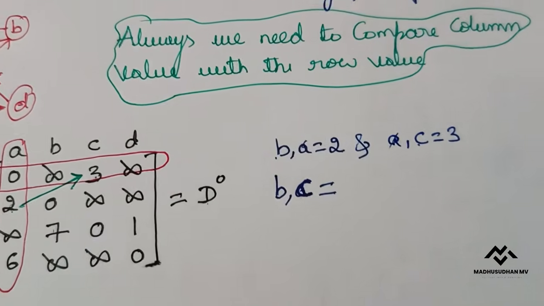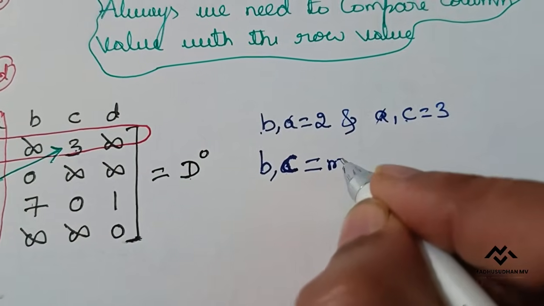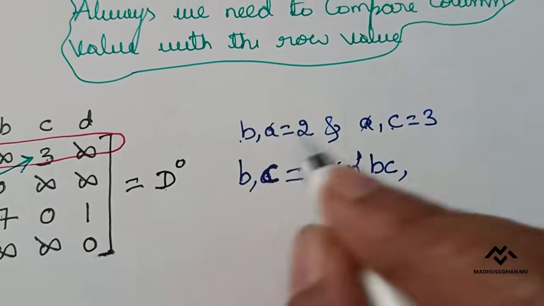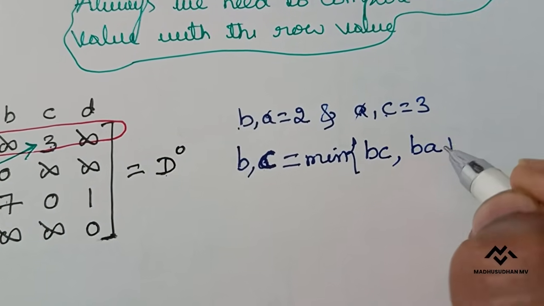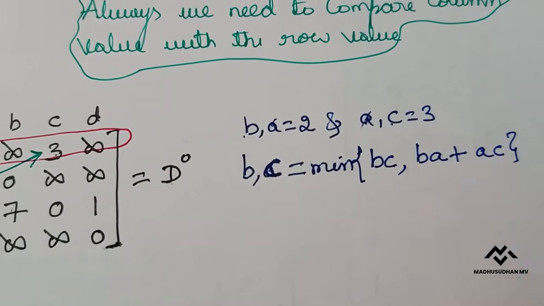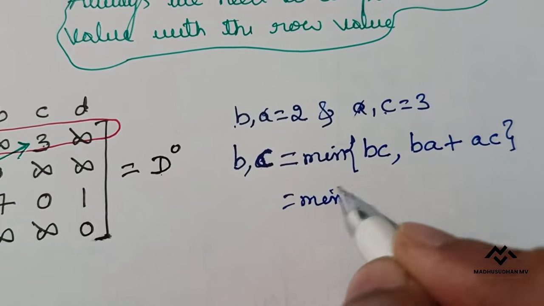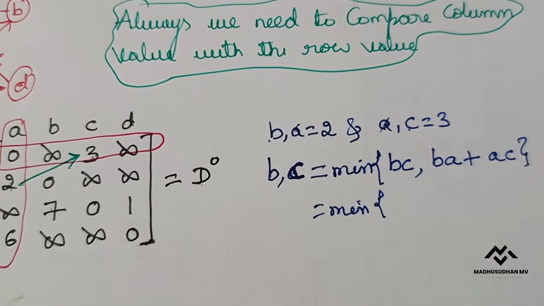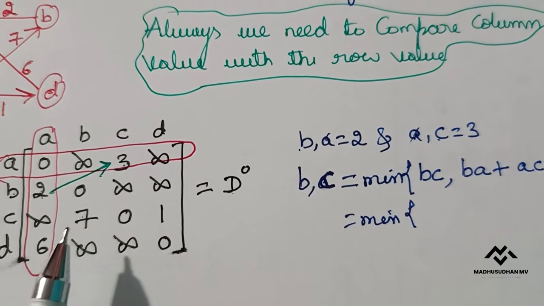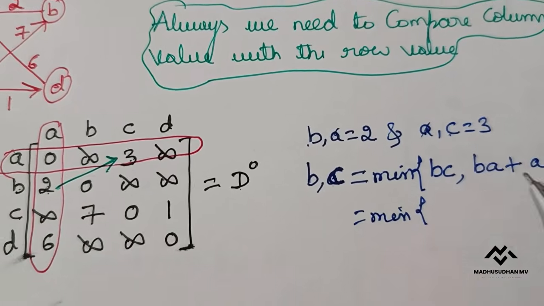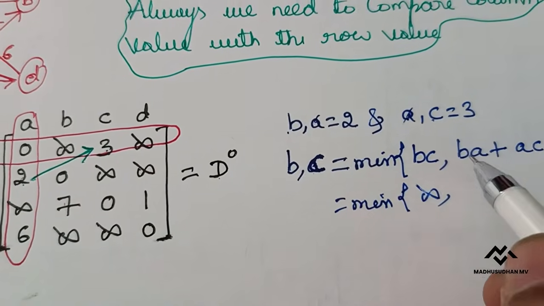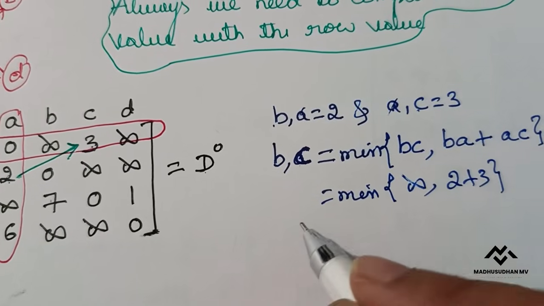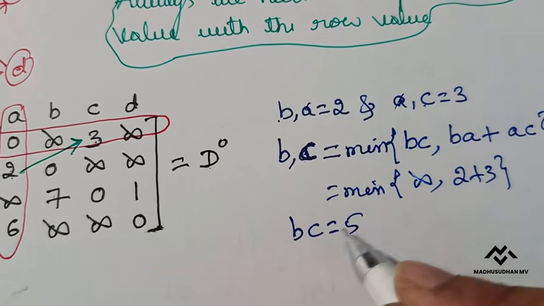For that, I will write B comma C is equal to minimum of the direct edge, that is BC, comma, and now the path, that is B to A plus A to C. Now substitute the values. This is the minimum of what? B to C: you check B to C in the previous matrix, because now I am constructing D to the power of 1 by using D to the power of 0. So B to C is infinity, comma, B to A is 2, 2 plus 3, so it is 5. Which is minimum? 5 is minimum. So I got the new value BC is equal to 5.